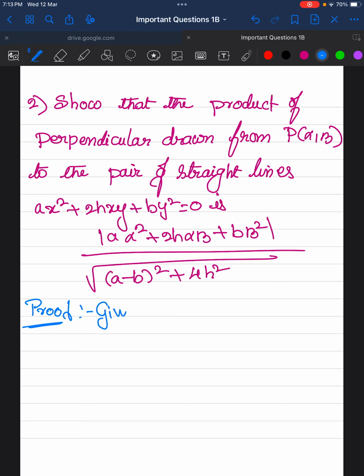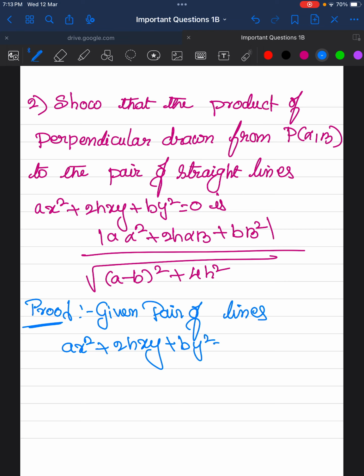Given pair of lines, what are the given pair of lines? Ax square plus 2hxy plus by square is equal to 0. This is the given pair of lines. We have to write them as single lines.